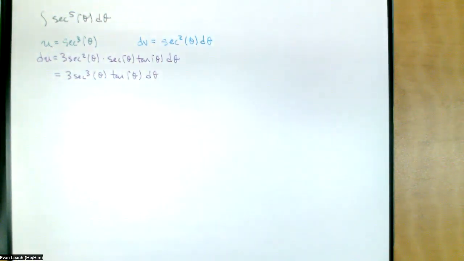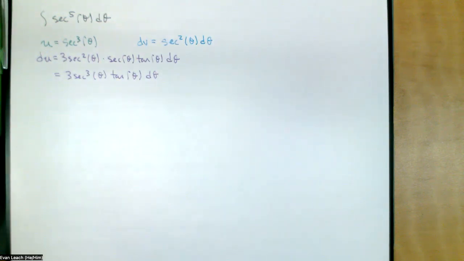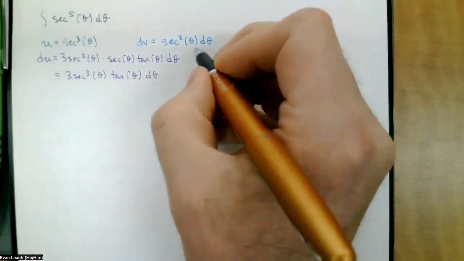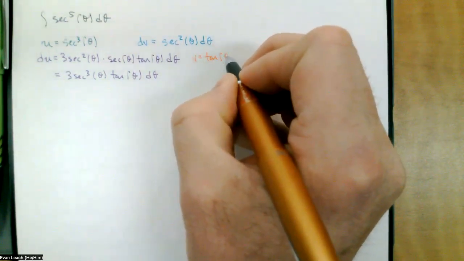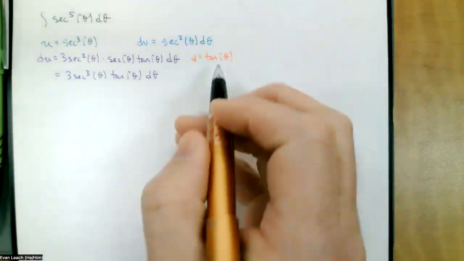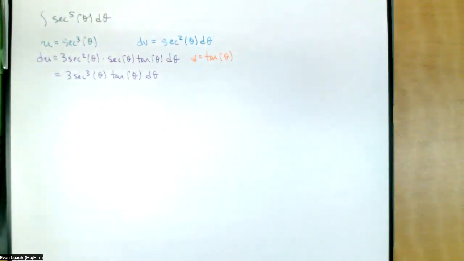And at this point, we should recognize that we are in the same situation that we were in the previous one with secant cubed. There's just more of it. Our dv is going to tell us that v should be tangent theta. That tangent theta is going to bump our tangent theta from the du up to a square. We're going to replace the tangent squared with secant squared minus 1. And we'll be back to where we were in the previous problem.